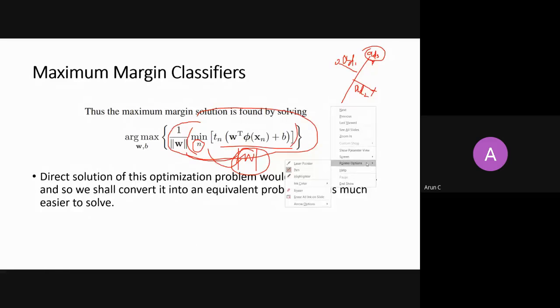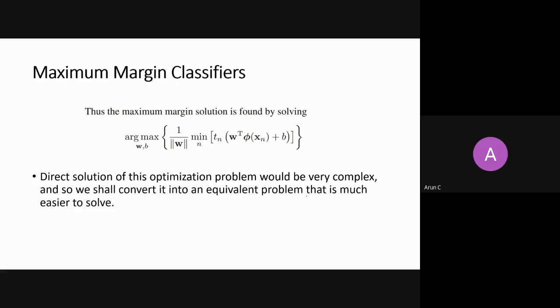Then the last trick: give it your attention for 30 seconds, and the rest of the things will fall in line. Now I have brought this W outside, and see this very carefully. This is a scaled distance of the nth point from a hyperplane. Can you just quickly say yes or no? Yes, very good. So if this is a scaled distance, then I can scale it.